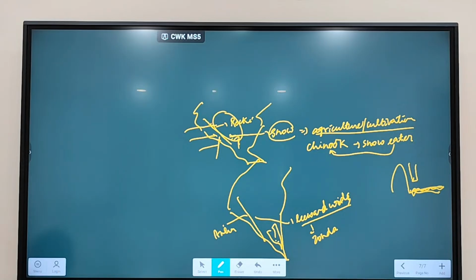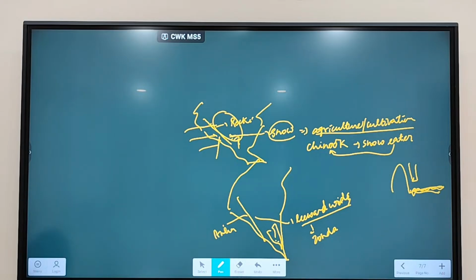No one has written. Sheep rearing. Yes, it is famous for sheep rearing. Any other thing we have written? That this plateau is what? This plateau is a desert plateau. We have written that the Patagonian Plateau is famous for sheep rearing, and it is a desert plateau. Why is it a desert plateau?